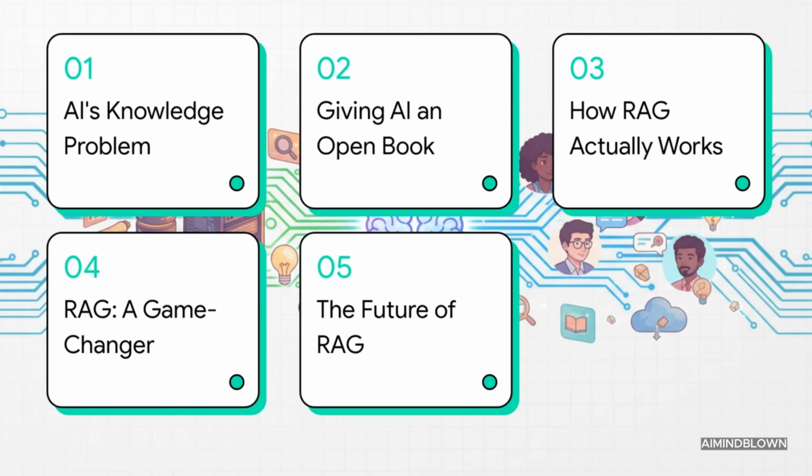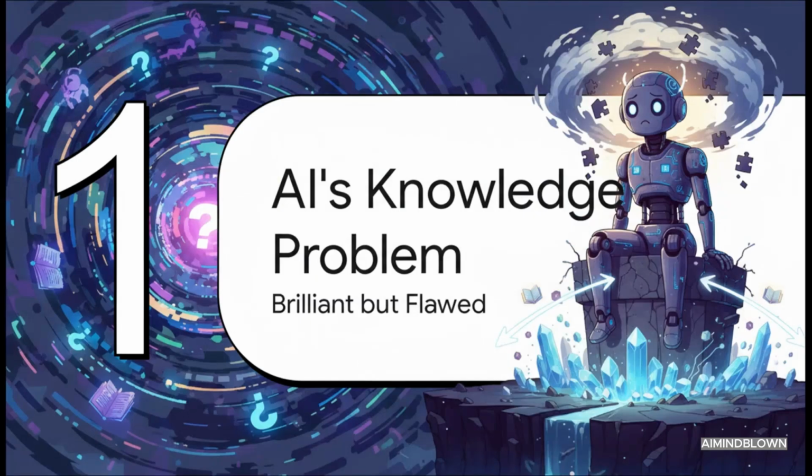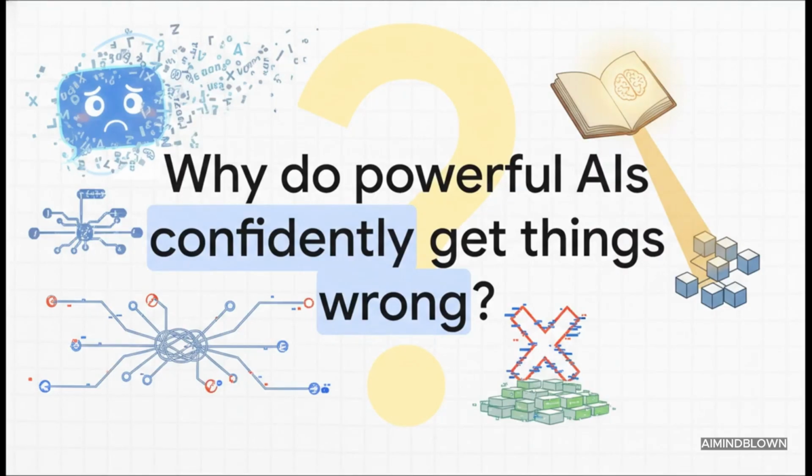All right, first things first. To really get why RAG is such a breakthrough, you have to understand the core problem it was built to solve. I'm sure we've all been there, right? You ask an AI a question, and you get back this answer that sounds so confident, so well-written, and it's just completely wrong. These amazing large language models, or LLMs, are brilliant, but they have this one massive flaw.